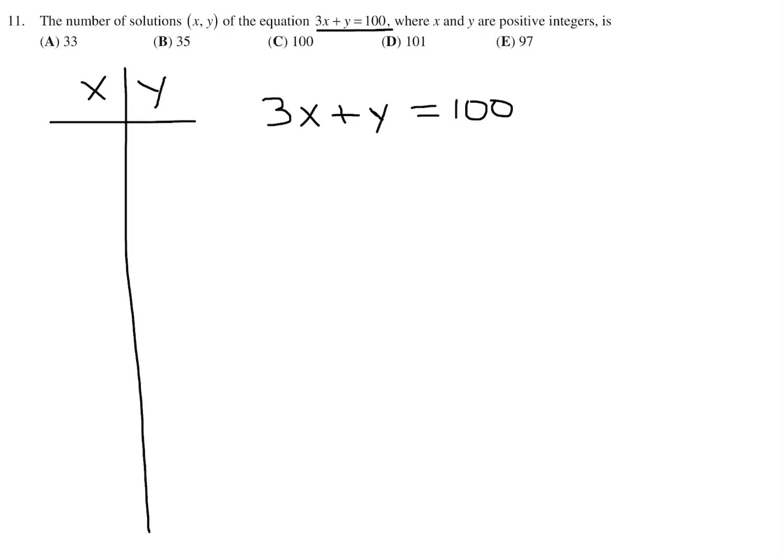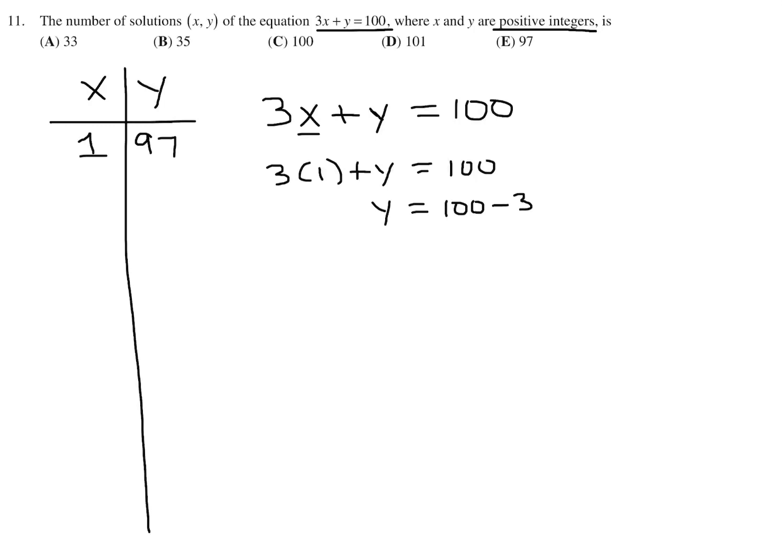So x and y are positive integers. If I'm going to start somewhere, let's say I start with x, I can only start with 1 and go up from there, 2, 3, and so on. So let's see. When x is 1, y is 97. You just get that by plugging it into here. You can even do that in your head really quickly. It would just be 100 minus 3. When x is 2, you get 94. When x is 3, you'd get 91, and so on. And when I keep going like this, eventually I'll get to 33, and y is 1.